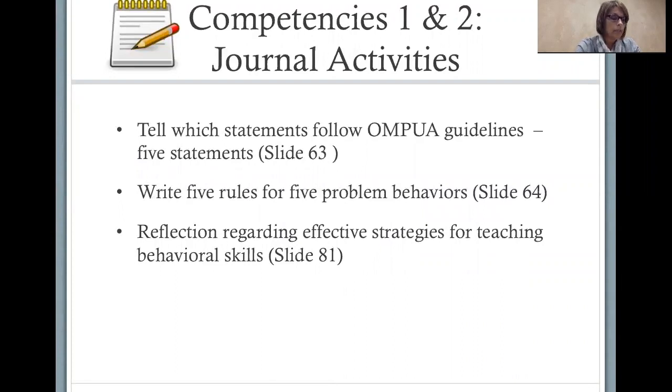Here is a summary of the required journal activities for competencies 1 and 2. The slides with instructions are noted in case you need to refer back to them.